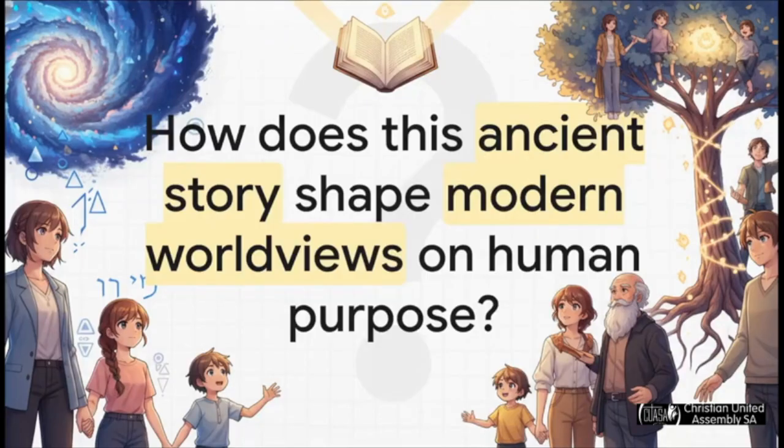So when you step back and look at it, what we've just walked through is a complete framework, an ancient text's explanation for the cosmos, for life, and for the very structure of human society. And all of that leaves us with one final, pretty important question to think about. How does a story that's nearly 3,000 years old continue to so profoundly shape our modern conversations about where we come from, how we relate to each other, and what our ultimate purpose really is?